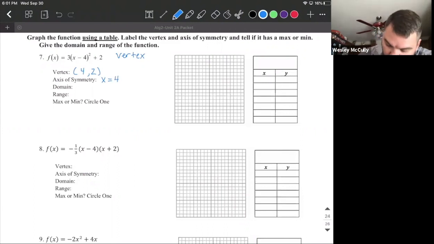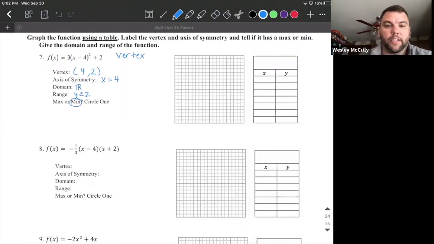The domain is all real numbers for every quadratic equation. And the range is y greater than or equal to the y value of the vertex, which is 2. And I know that it is greater than because the a value is positive. Therefore, this parabola will be facing up, which makes the range greater than or equal to. Since this parabola faces up, that also gives me a minimum value.